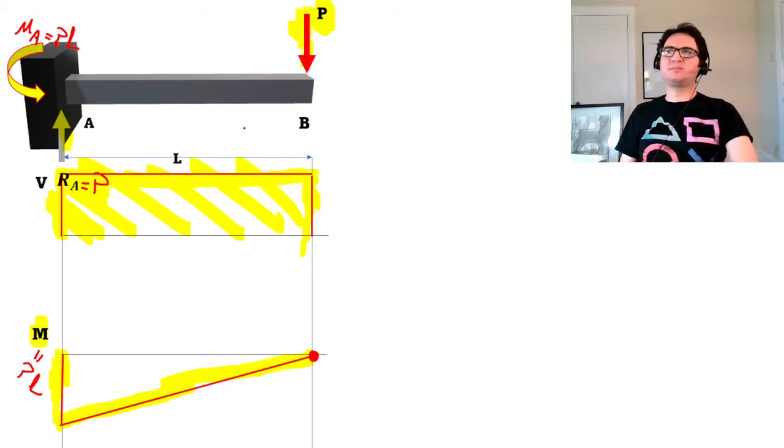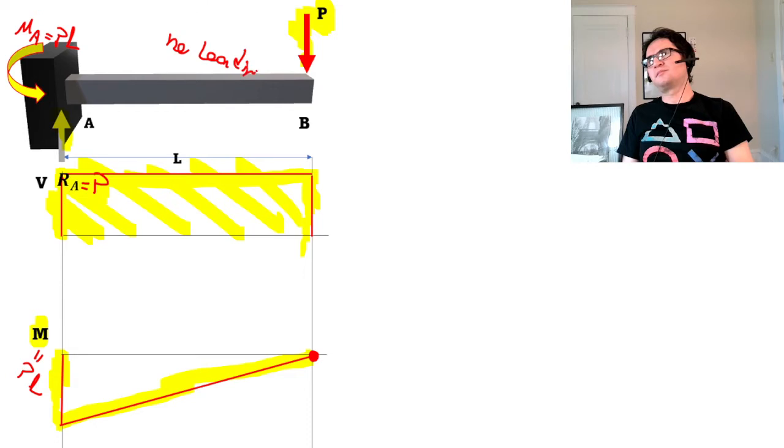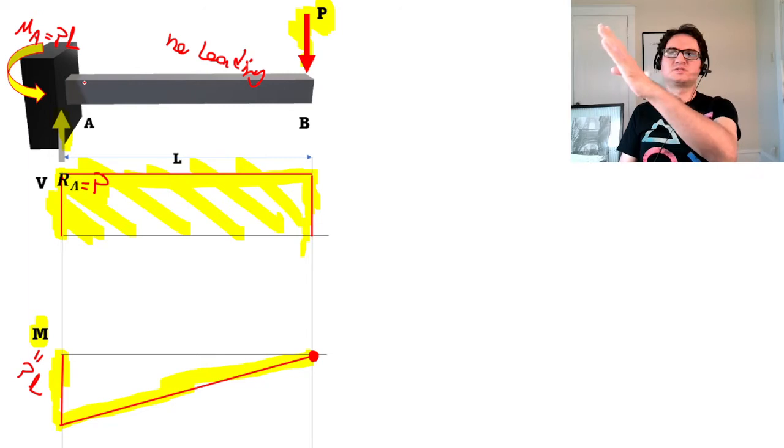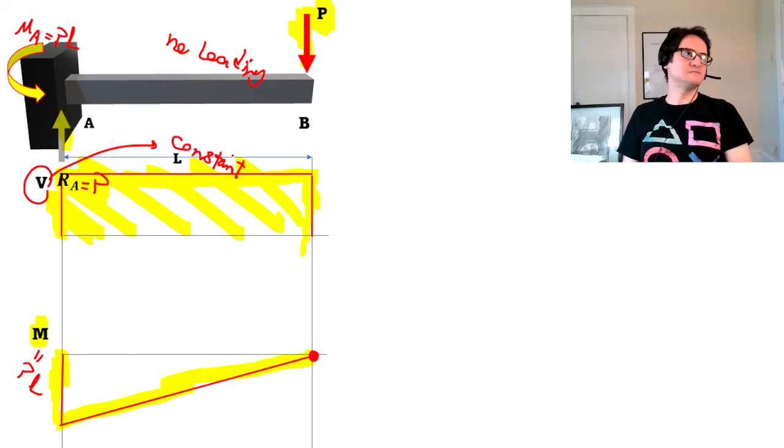An interesting part is that as you move along, there is no loading when you travel from A to B, nothing in between. So in that sense, the shear diagram is a constant line. And if shear is constant, moment should be one degree higher. So that's linear.